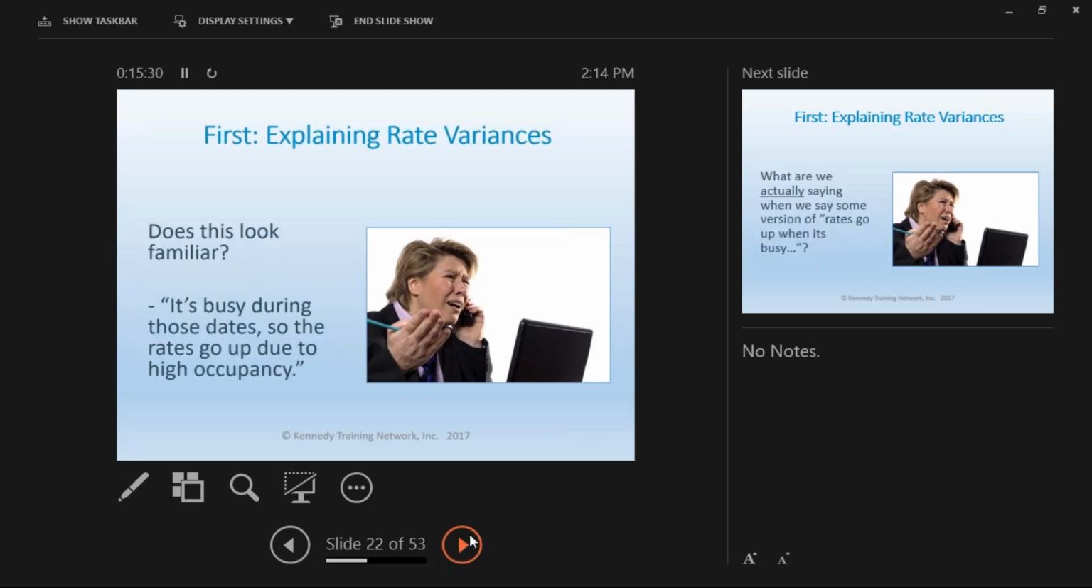Okay, now, does this look familiar? Oh, it's our busy season. Rates go up due to high occupancy. And some version of this is what I hear a lot, both in the telephone mystery shopping business and when I sit in office coaching reservation agents like you. I hear many of us politely explaining things in one version of this manner. This is the same thing that I said when I started out working for Marriott and I transferred over to the front desk from being a bellman. I said, oh, weekends are busy, so we charge more.